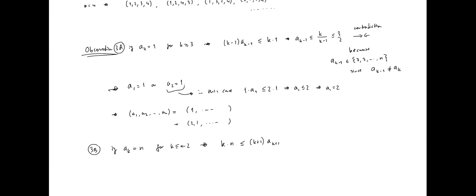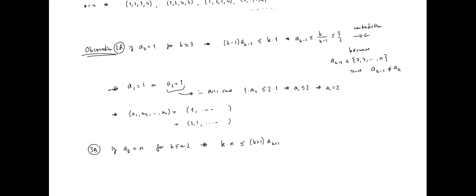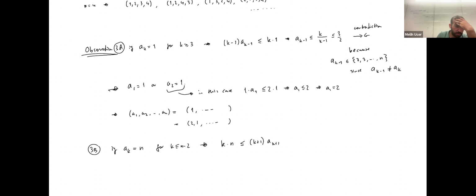We can just look at all the elements after K, and we won't be able to satisfy all of the inequalities. You see, this is a powerful idea. This is a stronger idea than this. Instead of just looking at one inequality, you look at all of them.